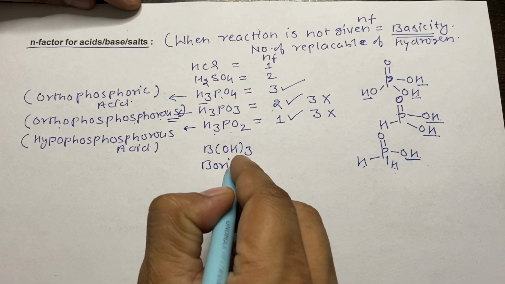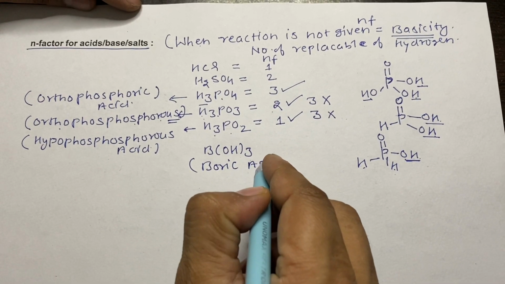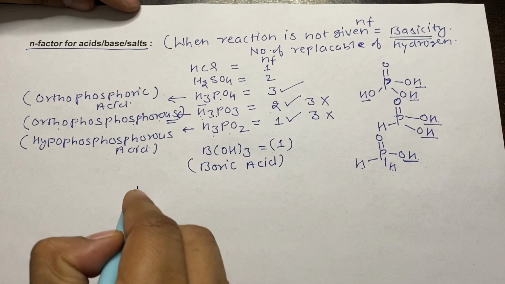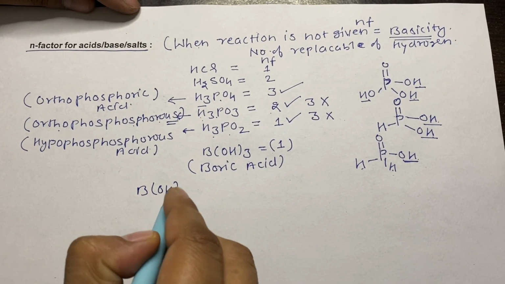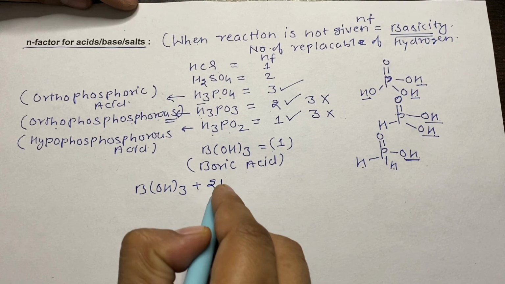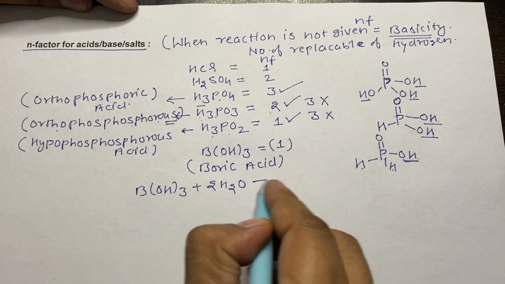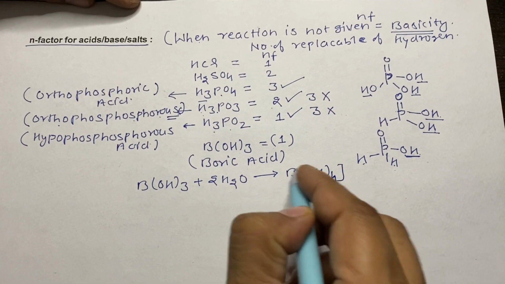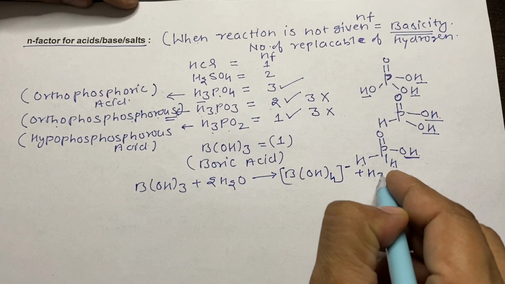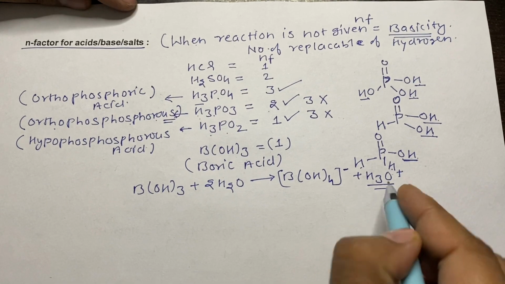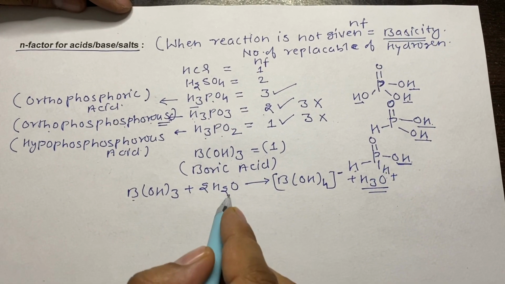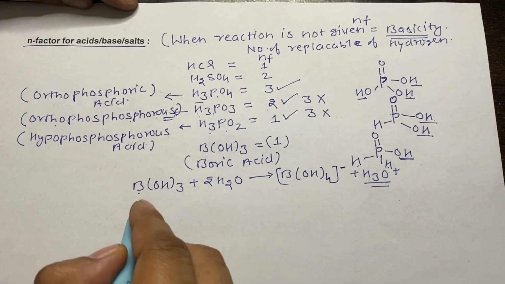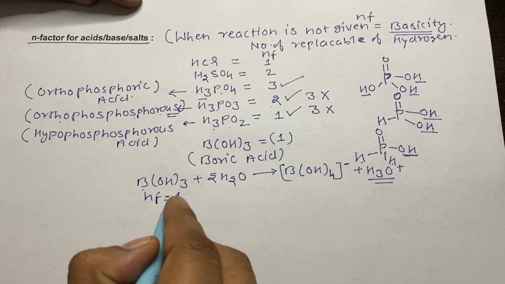It is to be noted that for boric acid we write the n factor is 1, because boric acid when it reacts with water, forms B(OH)4 minus and H3O plus. So boric acid accepts the OH minus to form B(OH)4 minus, and 1 H3O plus is released. So n factor of boric acid will be equal to 1.